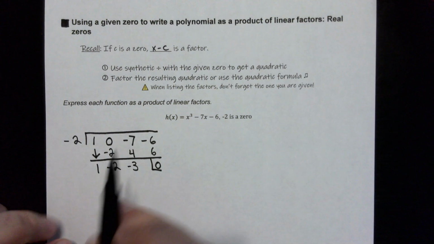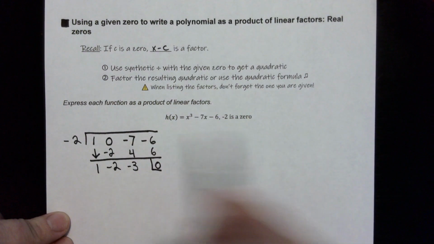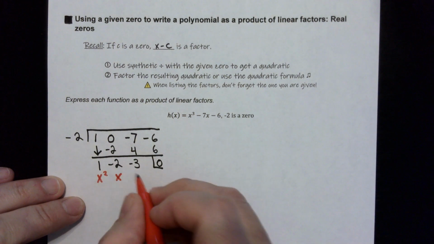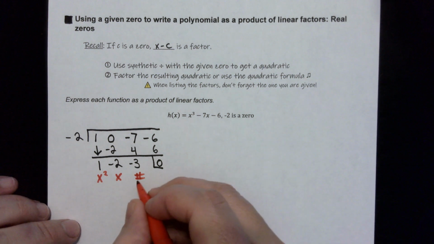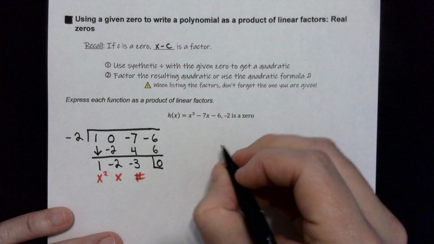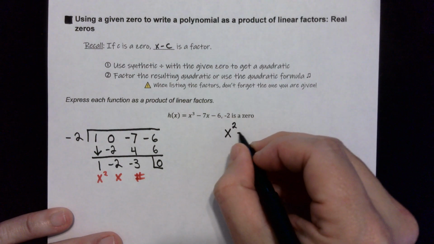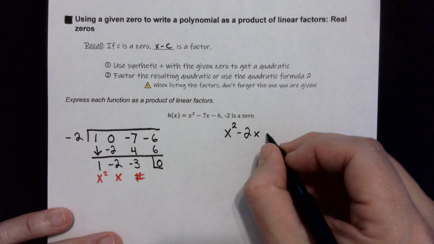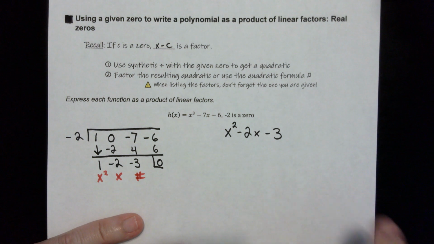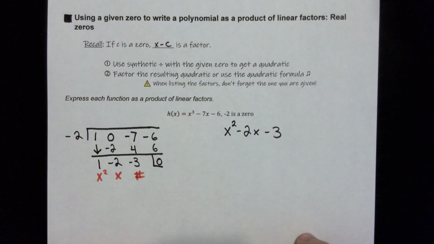Okay, so we take our cubic and knock it down by one exponent. So this is going to be an x squared term, this is going to be an x term, and this is going to be our constant now. So our new function, our quadratic, is 1x squared, or just x squared, minus 2x minus 3. Now we need to figure out how to either factor this, and if we can't factor it, we'll use the quadratic formula.